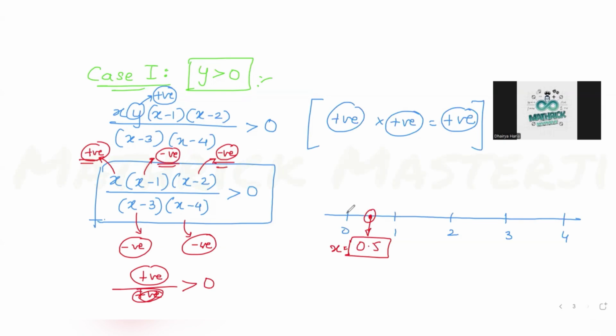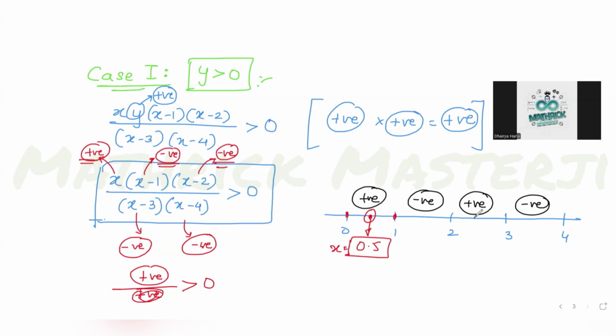So for the range of values of x anywhere from between 0 and 1, I'm going to get this entire expression positive. So this entirely is positive. So I know then alternately I'll have negatives and positives. So 1 to 2 would be again negative. 2 to 3 will again become positive, and 3 to 4 will again become negative.